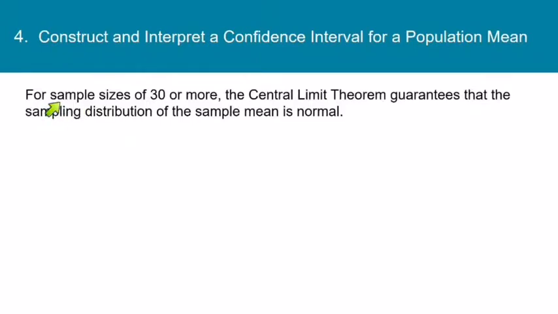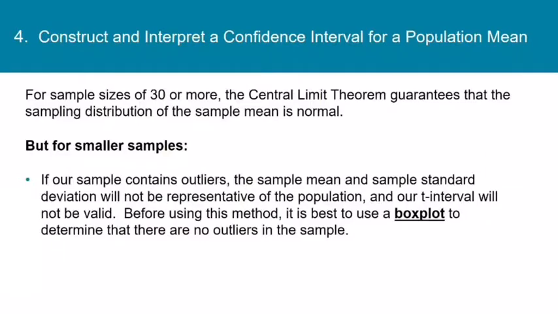Now, as we've said before, for sample sizes of 30 or more, the central limit theorem guarantees that the sampling distribution of the sample mean will be normal. But for smaller samples, if our sample contains outliers, that's a problem. Remember, the sample mean and the sample standard deviation are not resistant. Therefore, if the sample contains outliers, the mean and standard deviation will not do a good job of representing the population, and our t-interval will not be valid.